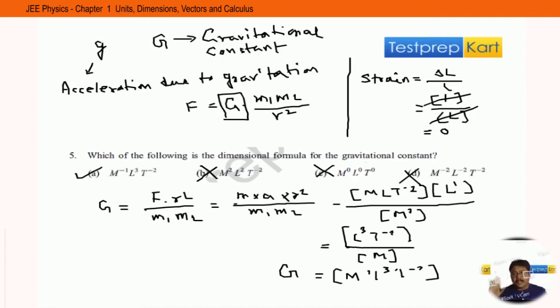So we have three basic things: mass, length and time. Mass is represented with M, length is represented with L, and time is represented with T. Is it clear? So if anything is dimensionless, we can write it as M to the power 0, L to the power 0 and T to the power 0. I hope it is very clear. We are moving to our next question.